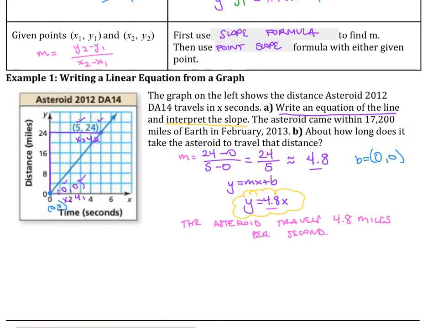Use the words on the table to help you in interpreting slope. So that is A. Now let's look at B. About how long does it take the asteroid to travel 17,200 miles?